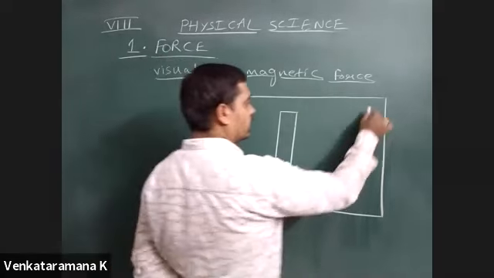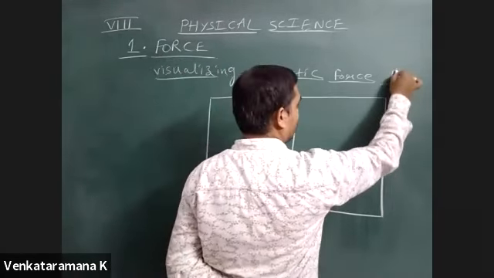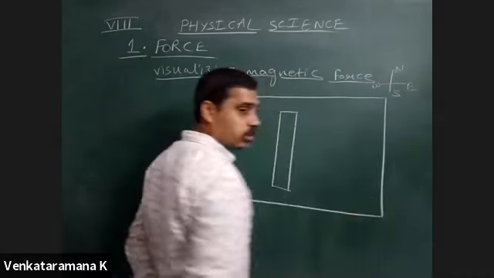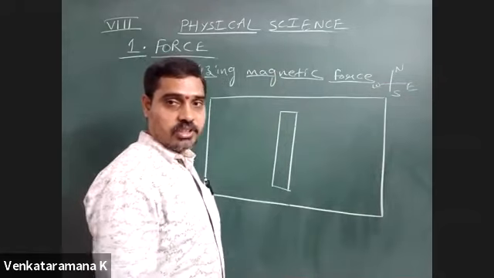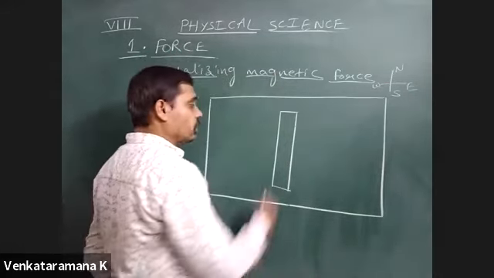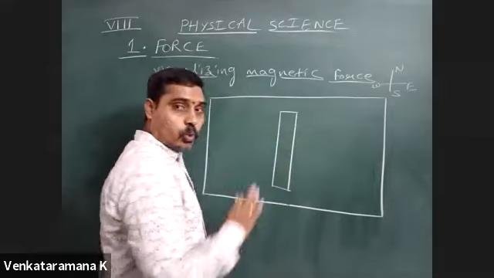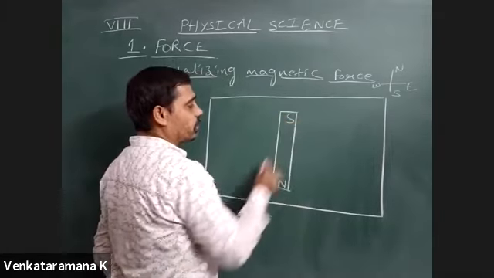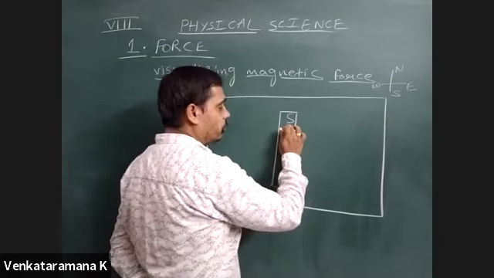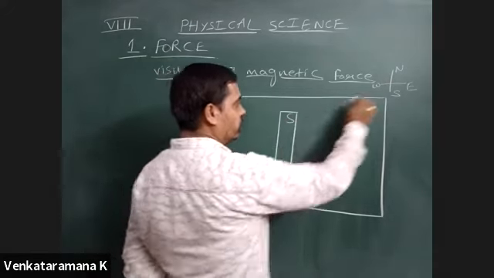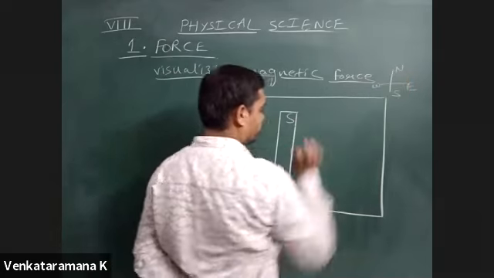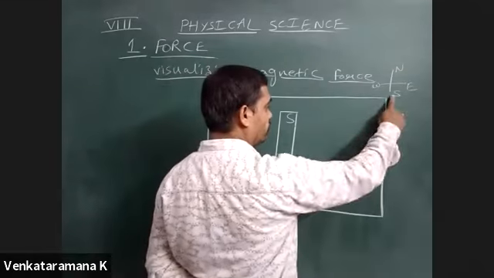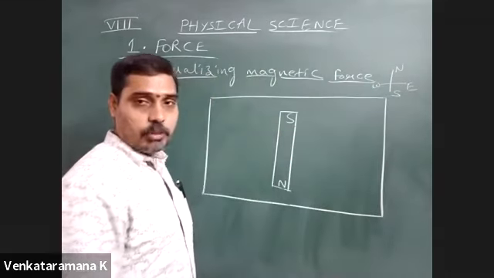Now let us assume that earth directions are north, south, west, east. In this way we have the earth directions. Now this magnet has two poles, two ends. Let us place north pole here, south pole here. That means the south pole of the magnet faces the north pole of earth, and the north pole of the magnet faces the south pole of earth. In that way we place it.